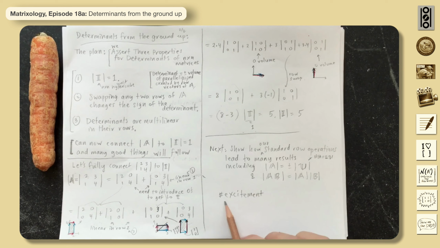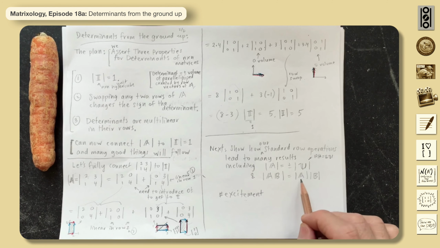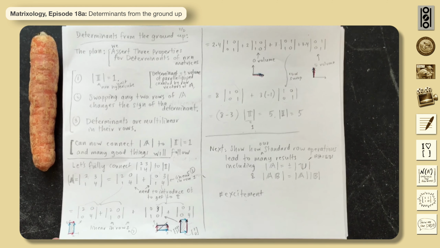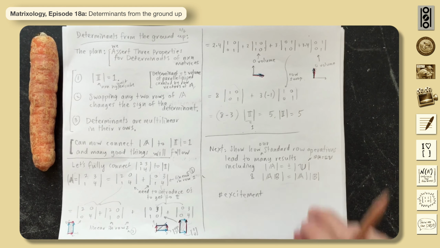And then, it's not obvious this will be true, but the determinant of AB is the determinant of A times the determinant of B. You can't do anything for adding, so determinant of A plus B, that doesn't work out, but this turns out to be true. So that's a good thing to think about.